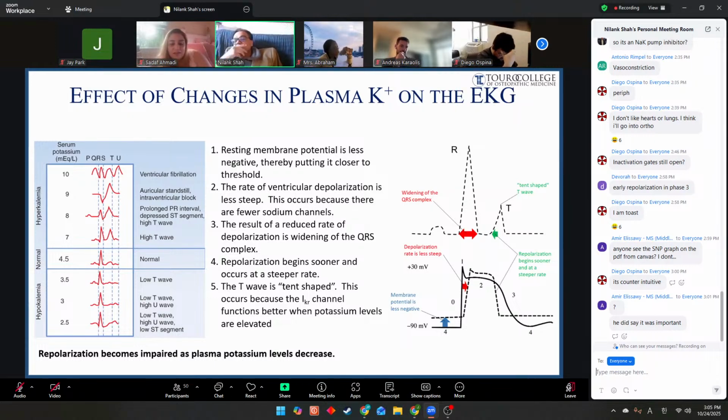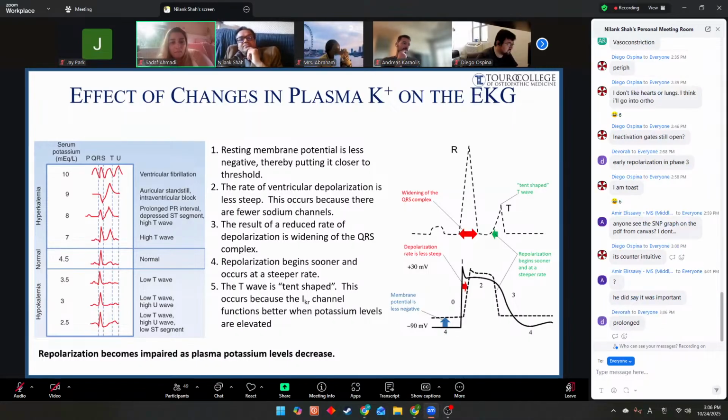What would happen to the PR interval? What is the PR interval? Time from the atrial depolarization, the beginning of atrial to the beginning of ventricular, R. PR interval, right? So what would happen to the PR interval? It will be prolonged, very good. Why will it prolong?